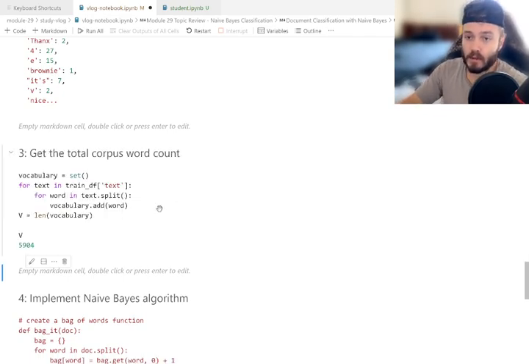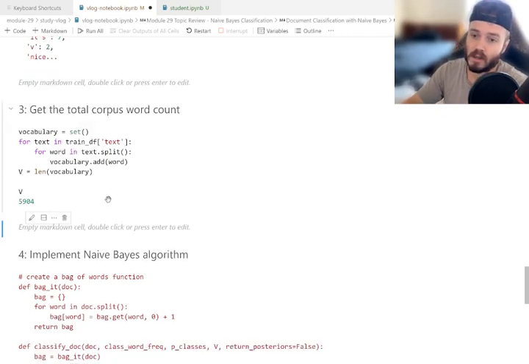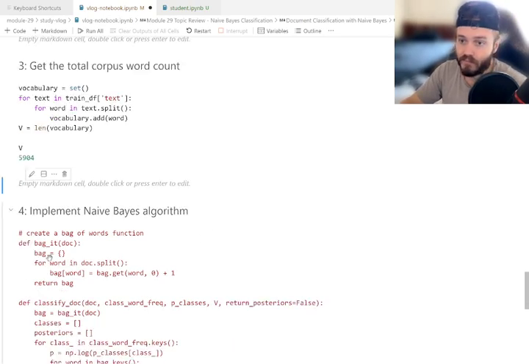You want to get the total corpus word count. Corpus is this weird word I've started seeing a lot around NLP and linguistic circles. All that means is the set of words in the data that you have. So you don't want two of the same word in here. You want just every unique word that occurs in the data, of which we have 5,904.